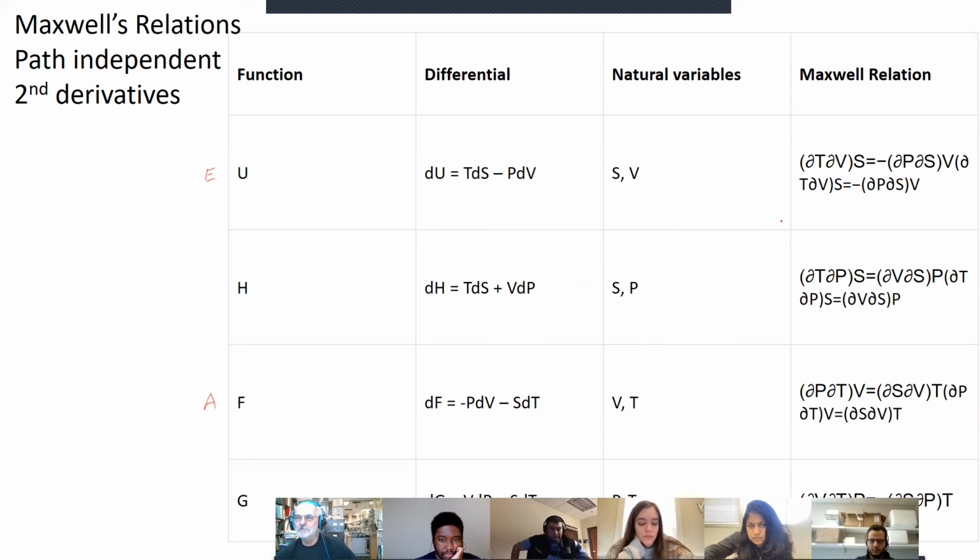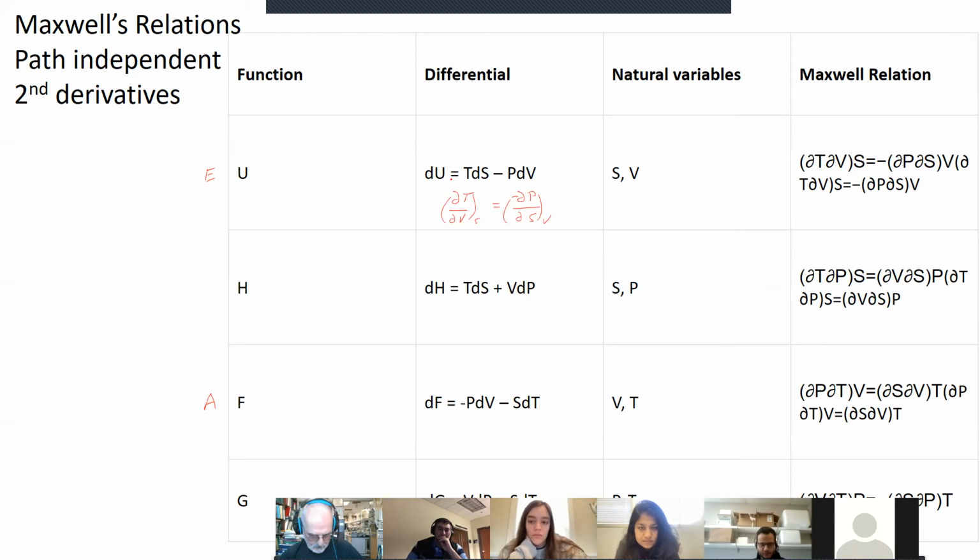Maxwell's relationships tell you that the second derivatives are equal to one another, and that's what this column over here refers to. In other words, the partial of T with respect to V at constant S will be equal to the partial of minus P with respect to S at constant V. They are equal to one another, okay?